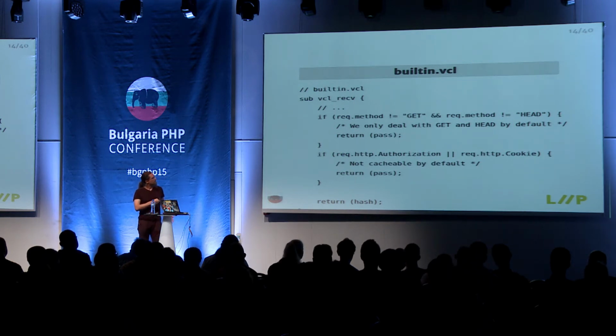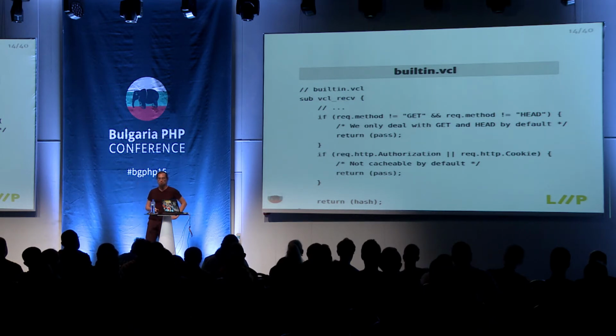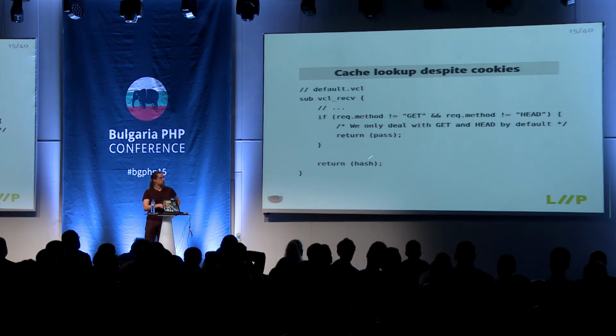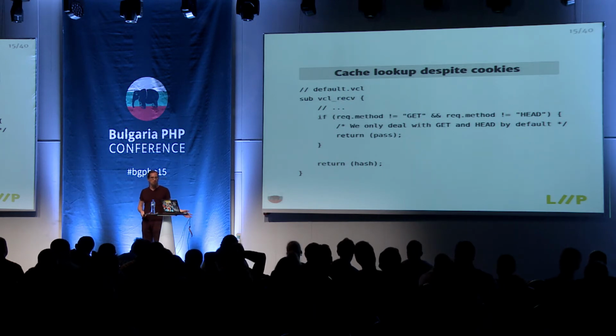And then that's fine, but the next line says, if there is an authorization header or a cookie header, we again don't cache. And what you want to do is you copy these checks here, but you remove the last one that said if there is a cookie or authorization, and you just say return hash, which means we go to the cache. And suddenly we will start caching requests even if they have a cookie.